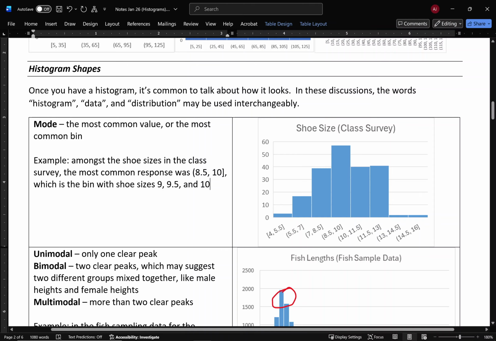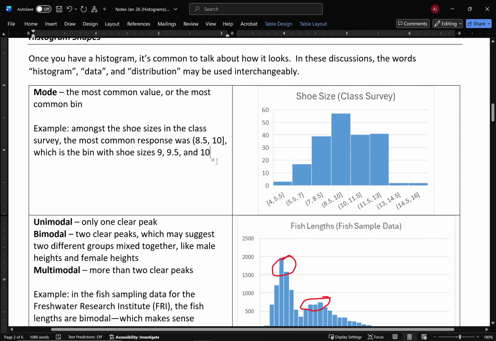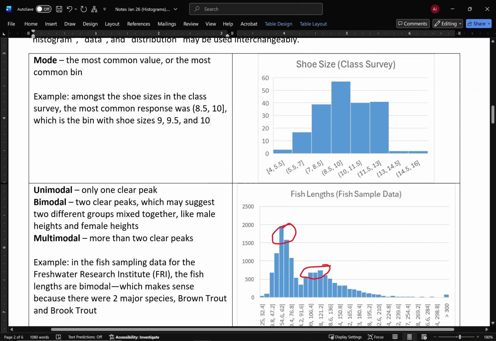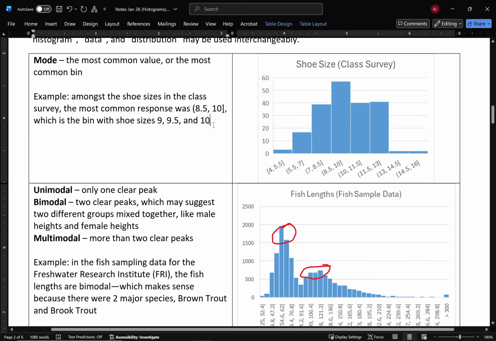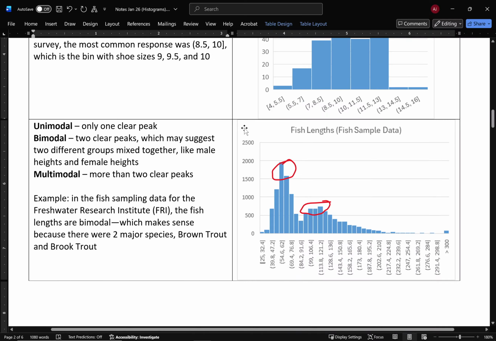And then as far as modes go, you can have more than one mode. This is another concept that's not really discussed when you're talking about mode as just the most common value. But when you're talking about mode as bins on a histogram, you can have more than one mode. Even if they're not the same height, you can have different regions of the histogram that have peaks. So here's a really good example.